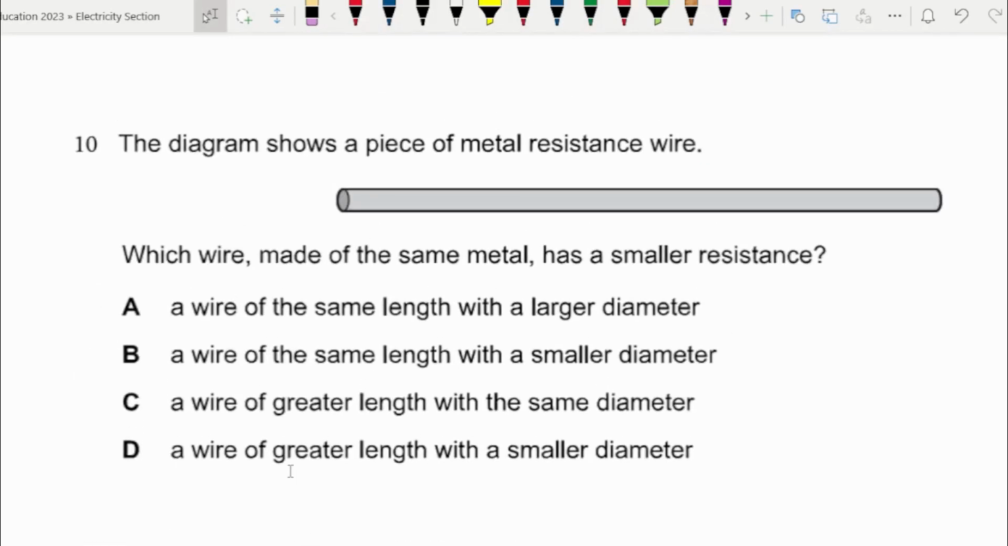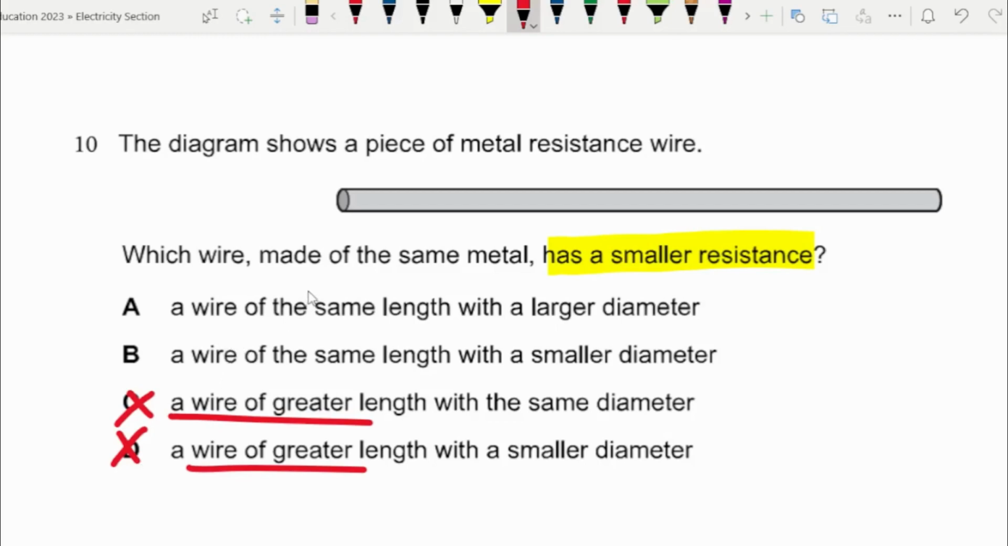The diagram shows a piece of metal resistance wire. Which wire made of the same metal has smaller resistance? These kinds of questions are very repetitive. You get these kinds of questions plenty of times in your exam. So you need to decrease the resistance. What we can do is not use a greater length. So this can't be the option. We can't use a greater length.